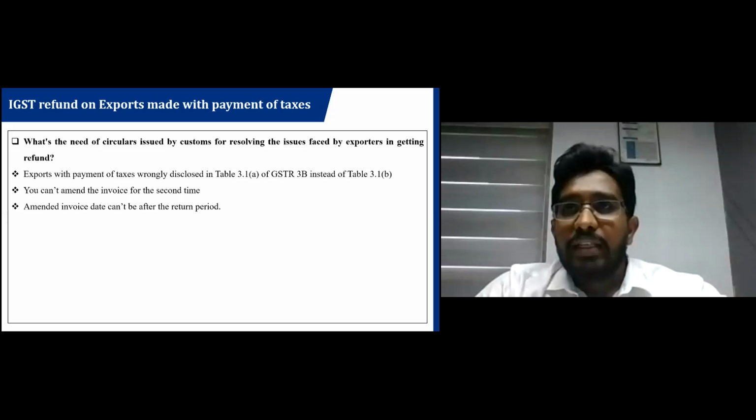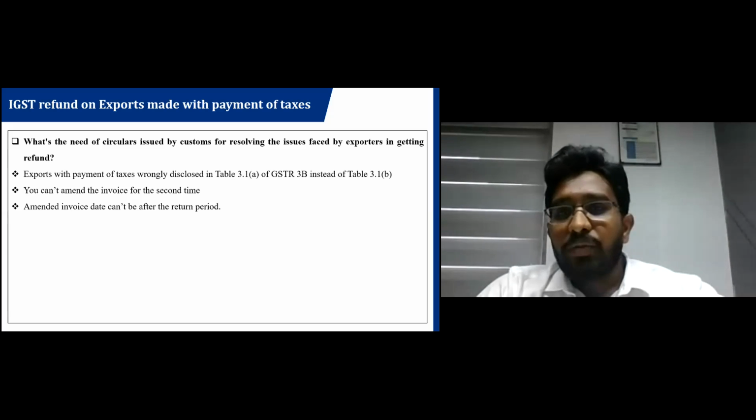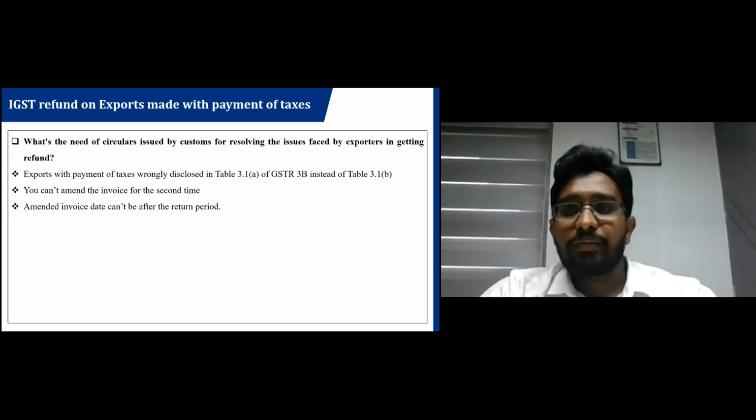Suppose the assessee doesn't have domestic tax liability, he has only export turnover. In that case, you need to file an application to the customs using those circulars. Customs has issued circulars to help the assessees. Based on those circulars, you can file an application to the customs. They will manually transmit your invoices to the IceGate.